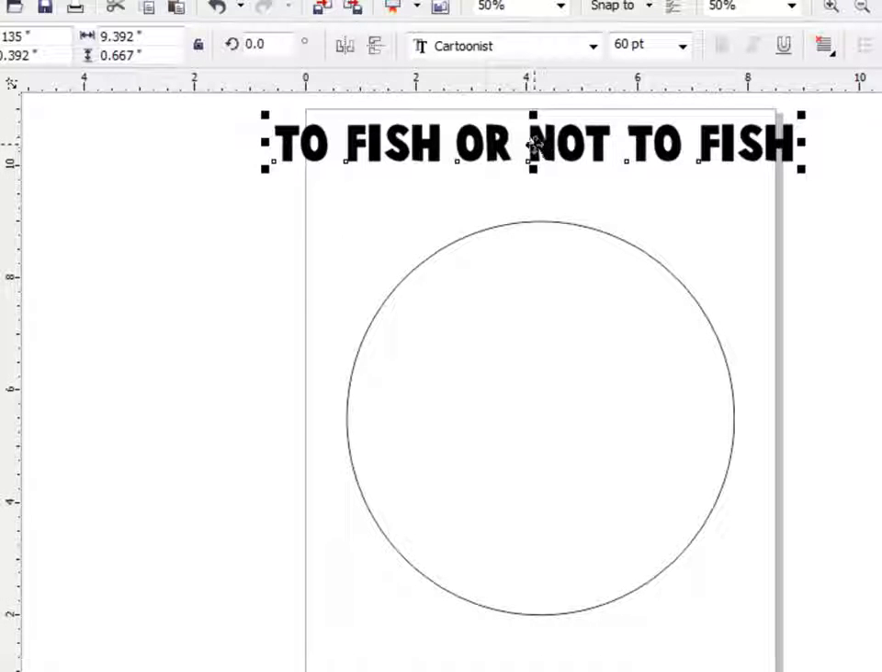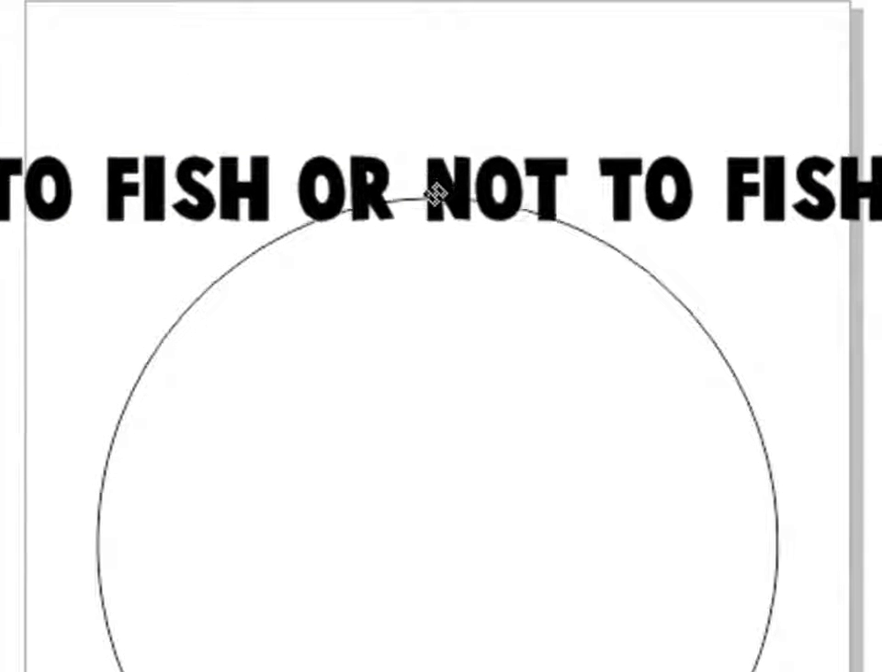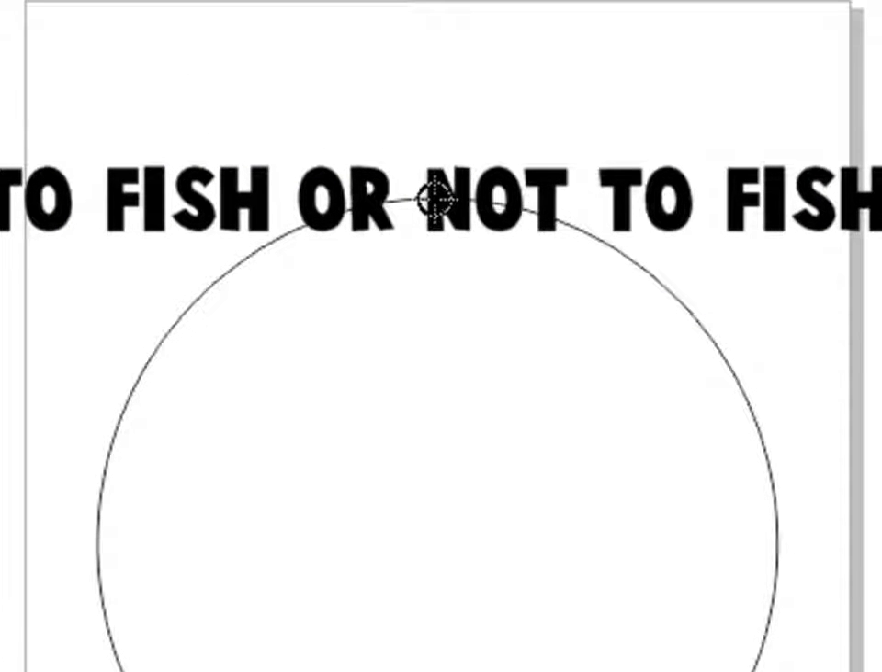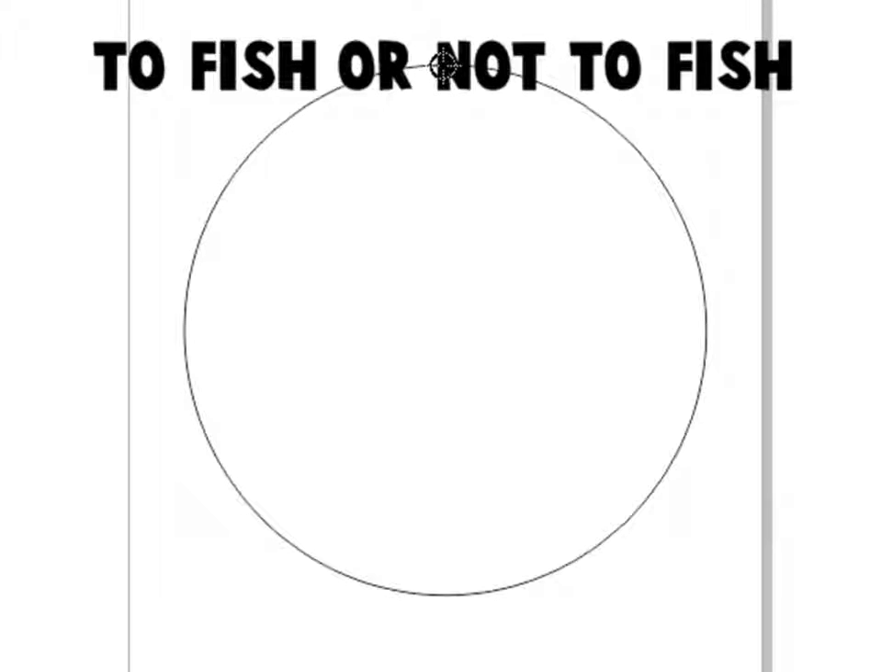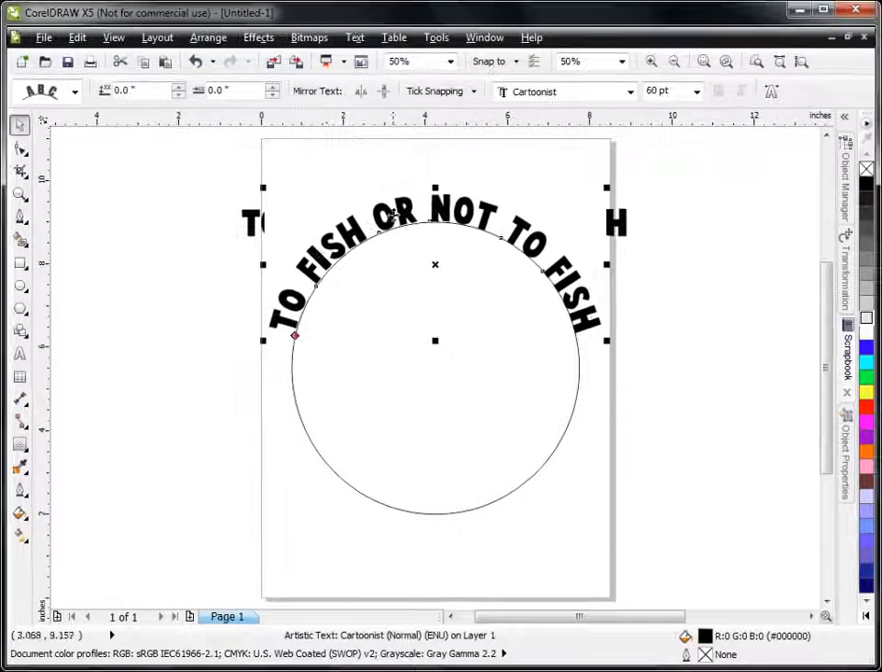If I click on this text with the right mouse button and I drag down to this circle, as soon as I hit the edge of this circle, you can see that the mouse cursor turns to a circle with a crosshair inside of it. When I let go of the right mouse button, a menu pops up, and one of the menu items that we can select is Fit Text to Path. We're going to go down and click on that, and you'll see that our text has now conformed to the outside of this circle that we have drawn on the screen.